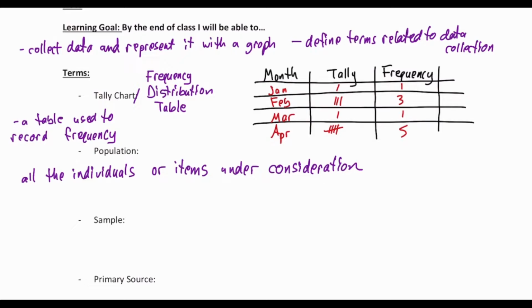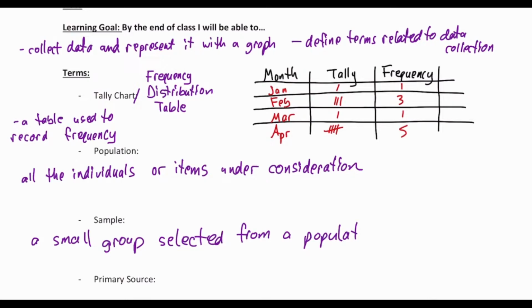And a sample is a small group selected from a population. So maybe we just look at just the grade 9s, or maybe we randomly choose 20 people from grade 9 and from grade 10 and 11 and grade 12, something like that. So sample is the smaller group.